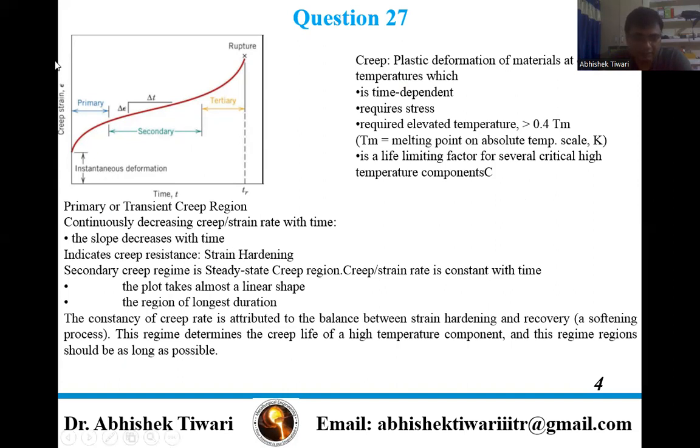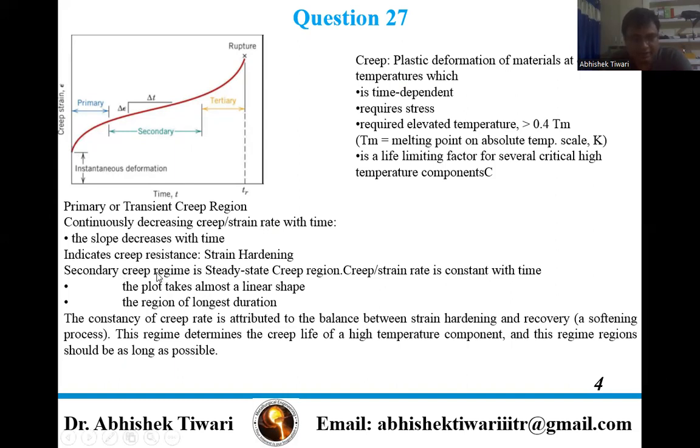Now, if we see the creep strain epsilon versus time curve, we see there are three regions: primary, secondary, and tertiary. So first we will discuss primary or transient creep region. So in this, a continuously decreasing creep or strain rate is there with time. So that is the slope is decreasing with time. That indicates the creep resistance or strain hardening.